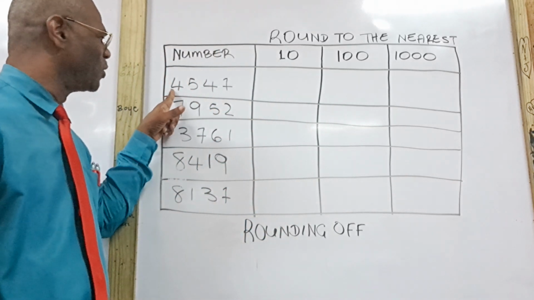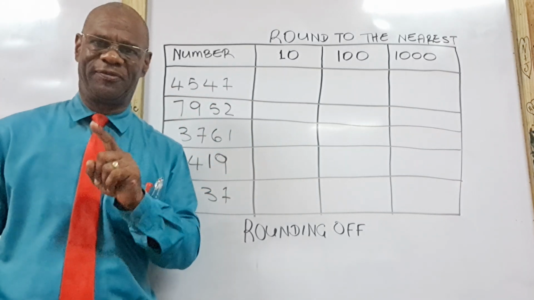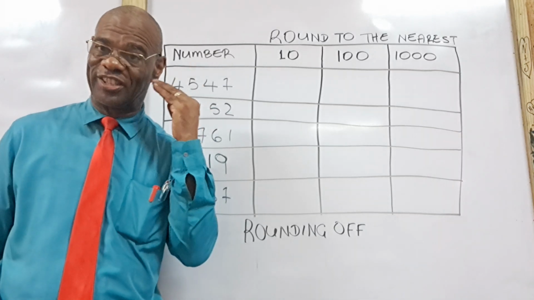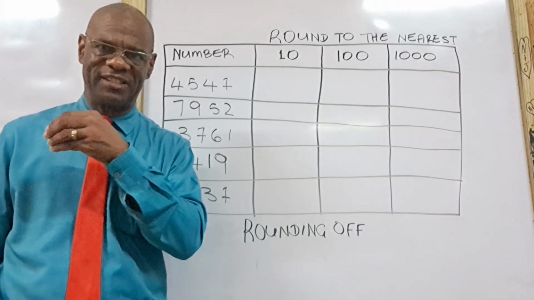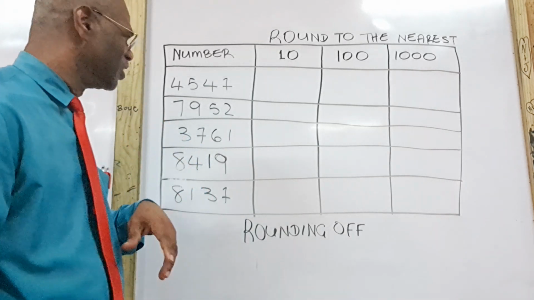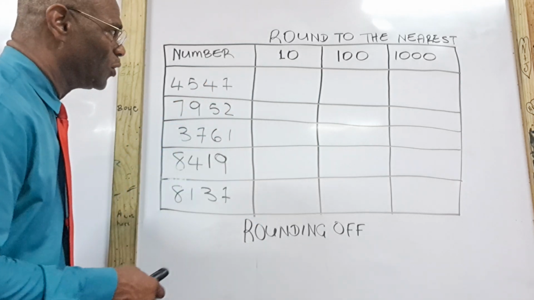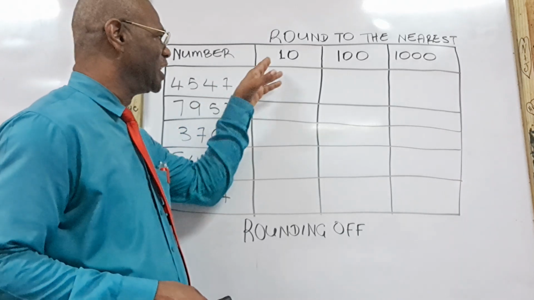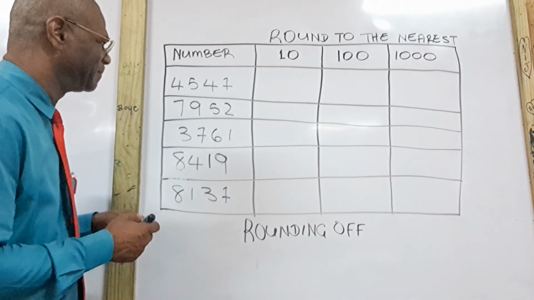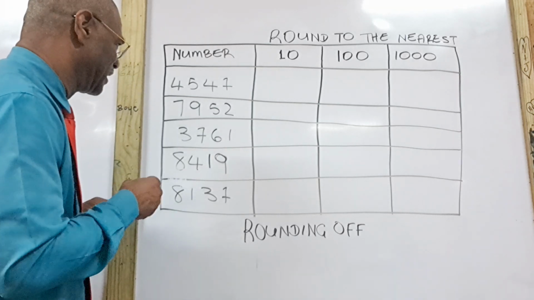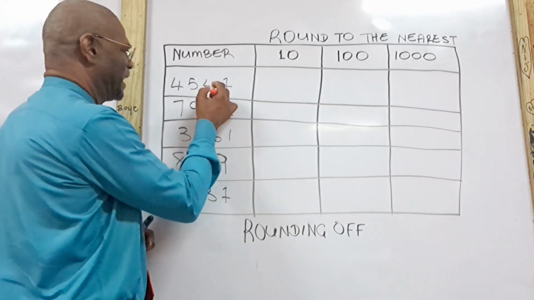We have 4,547. It's good to say the number in your head, if you're not able to say it out loud, so that you're calling the place value of each digit. Now, we are rounding this number off to the nearest 10 first. So we identify the digit that is in the 10th place. In this case, this 4 here is in the 10th place.